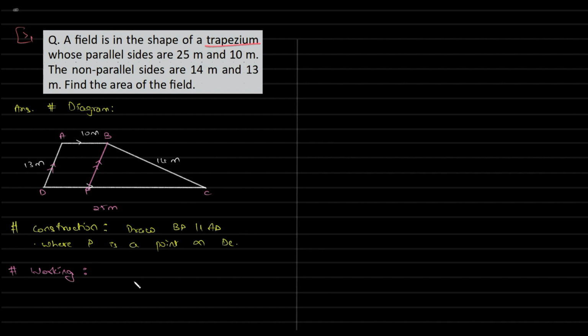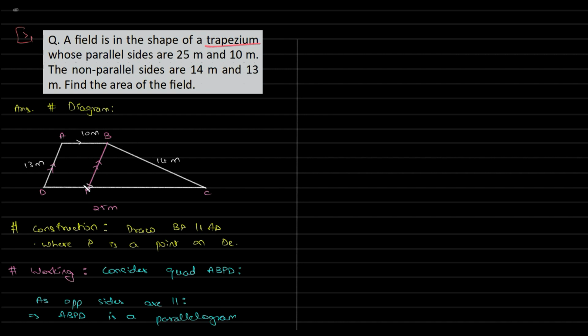Let's begin with talking about, consider the quadrilateral ABPD. What are we looking at? As the opposite sides are parallel, we have ABPD as a parallelogram. Okay, so since the opposite sides are parallel, it becomes a parallelogram.